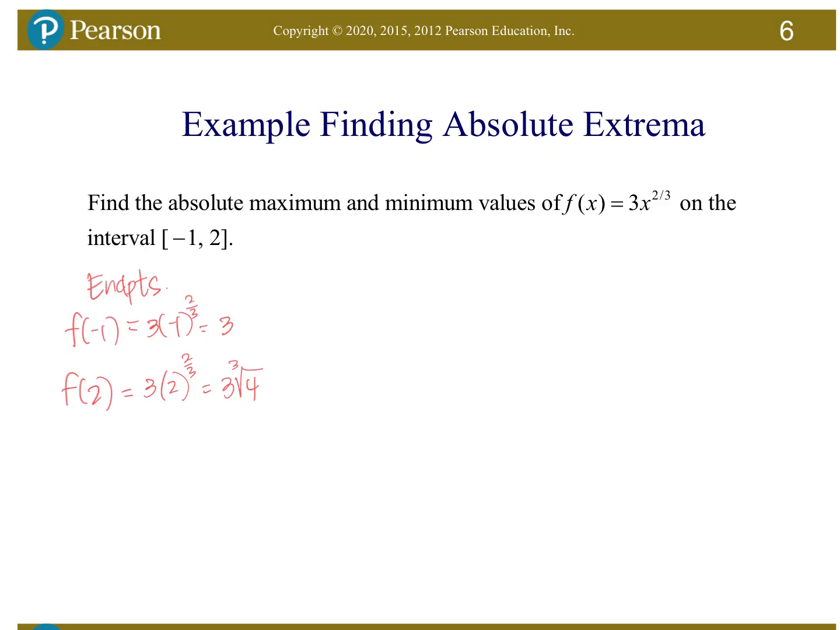Our other candidates are going to be the critical points, where we're going to take f prime and do the math on that. So f prime, taking the derivative, will be 2x to the -1/3, in other words, 2 over the cube root of x.